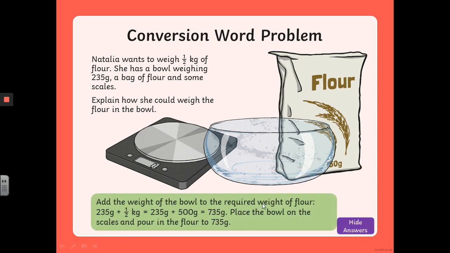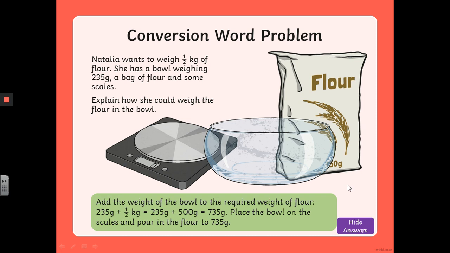Add the weight of the bowl to the required weight of flour. So 235 plus 500 is 735. Place the bowl on the scale and pour in flour until this number changes to 735. So first you have to put this here, then keep on adding flour till you find 735, because the bowl itself weighs 235 and she wants to weigh another half a kg of flour. So you have to keep the bowl here and keep pouring flour till this number changes to 735.